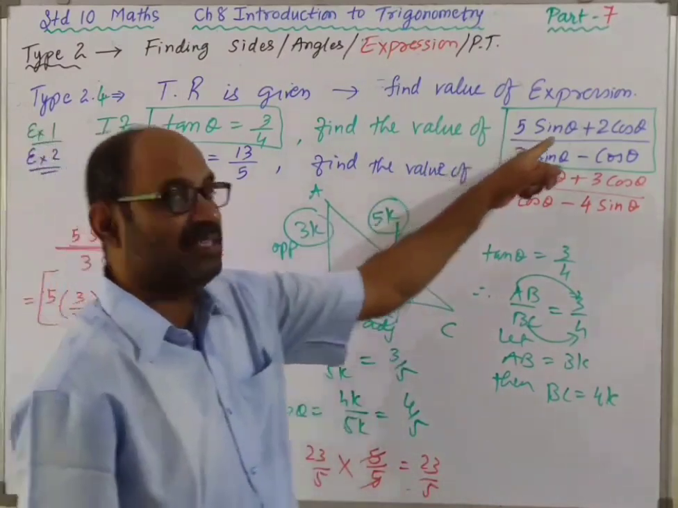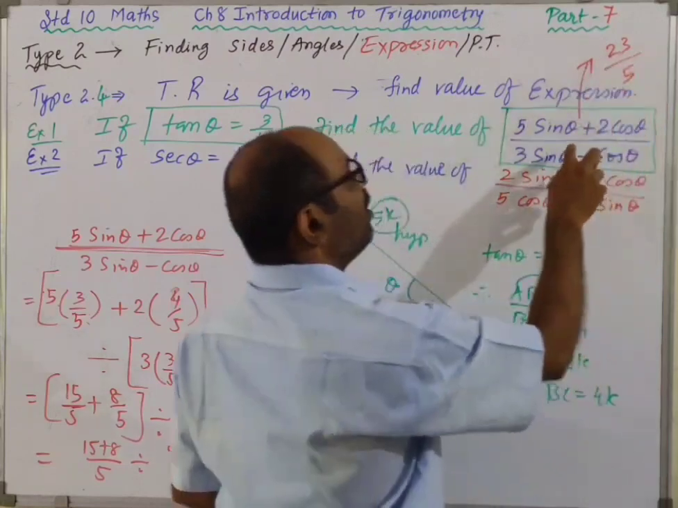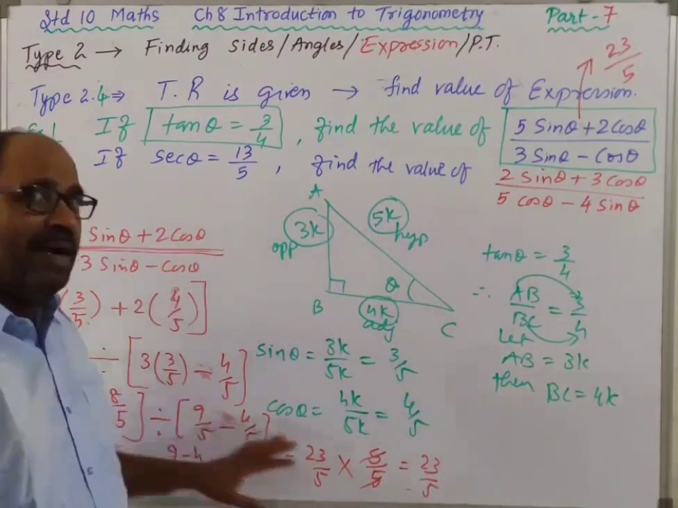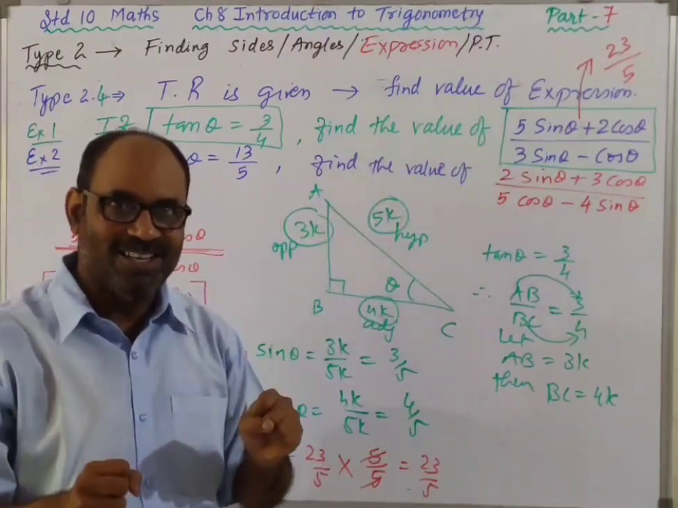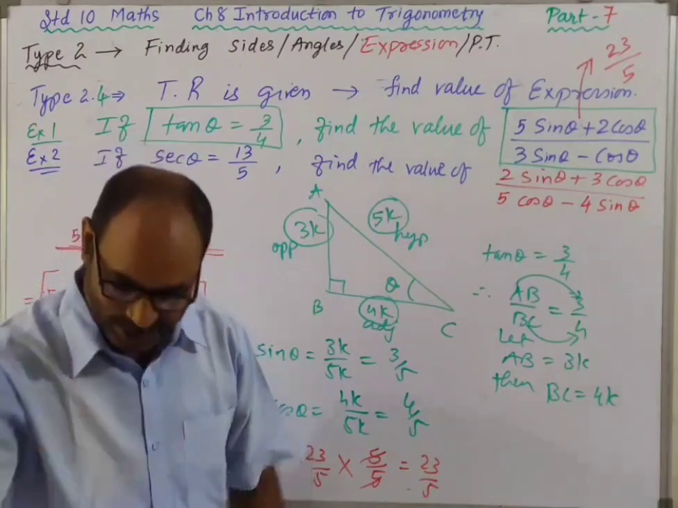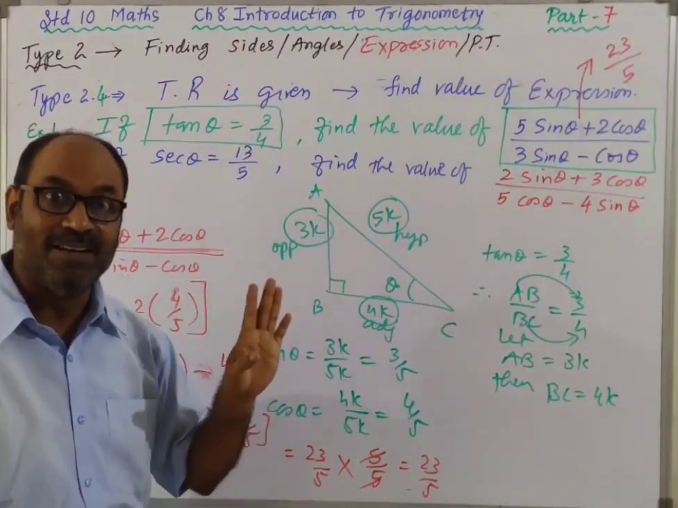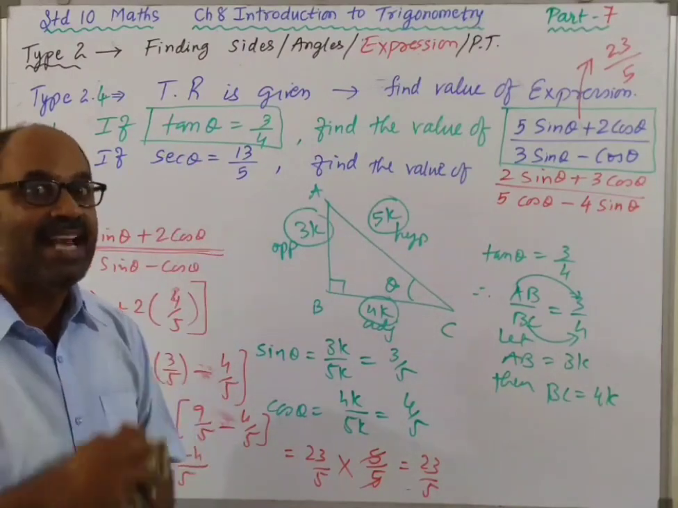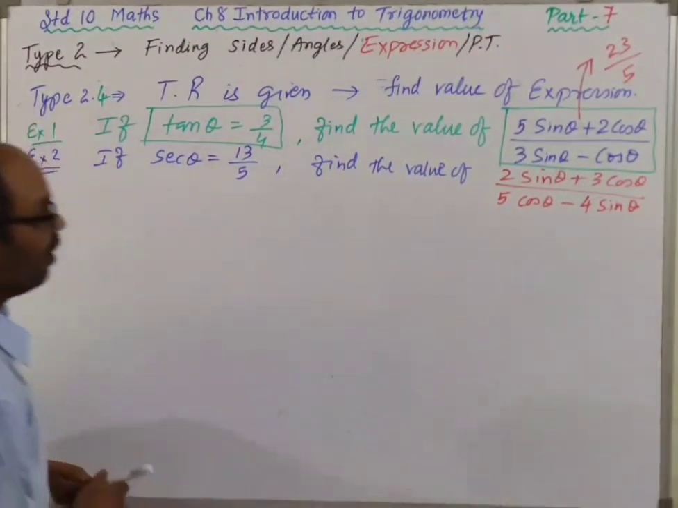So what is the answer? What is the value of this? 23 upon 5. The value of this expression is 23 upon 5. But you have made a long journey to get the value of this. Can we have a short journey? Yes. I'm going to show you that method. This method we have learnt in type 1. Now in type 2, I'm going to give you a very nice method, a shortcut. Method, type 2.4. Let's see.